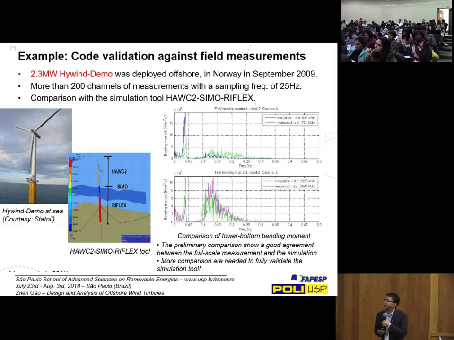And in Statoil, as I mentioned, they have been running the Hywind demo since 2009, and they also have measurements of the system. They also compare with some simulations, here showing some of the bending moments, fore-aft and side-to-side bending moment. It's not very clearly shown here, but it is with simulation and with measurements.